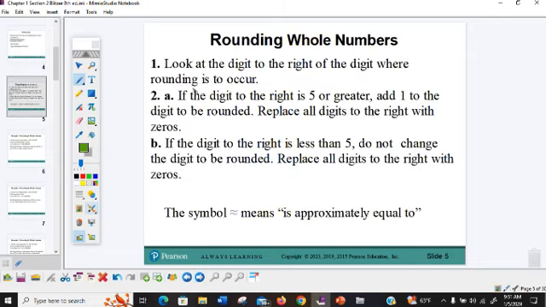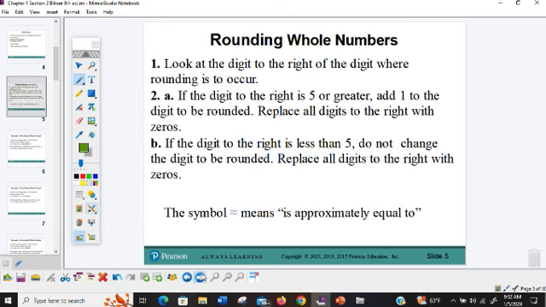When you round numbers, you look at the digit to the right of the digit where the rounding is to occur. If the digit to the right is 5 or greater, you add 1 to the digit to be rounded. Replace all the digits to the right of that with zeros. If the digit to the right is less than 5, do not change the digit to be rounded, but replace all the digits to the right with zeros. And by the way, when you see this symbol, it means approximate.